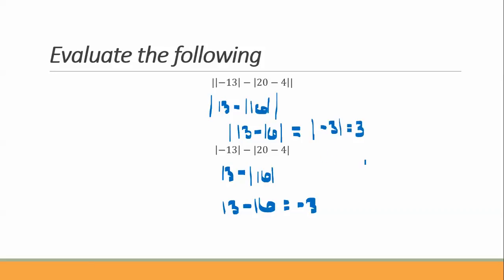Remember, the output of an absolute value is always positive because absolute value is distance from 0. But this one had absolute values around the whole thing. This one did not. That's why this is positive 3 and that one's negative 3.